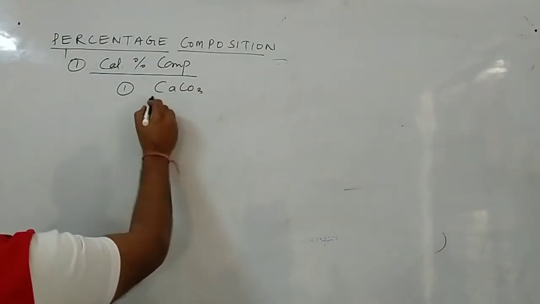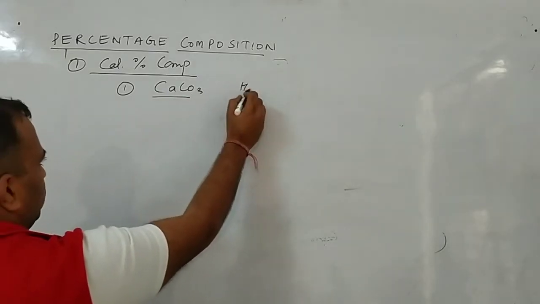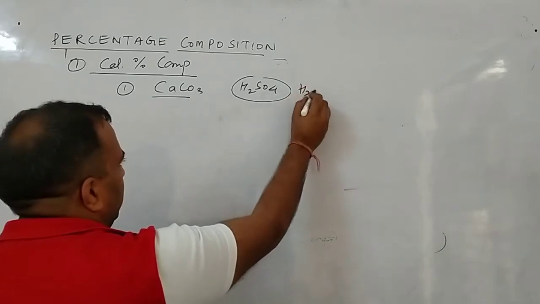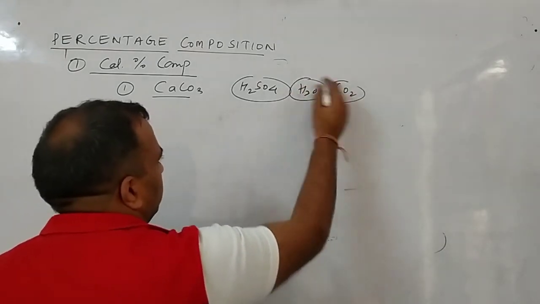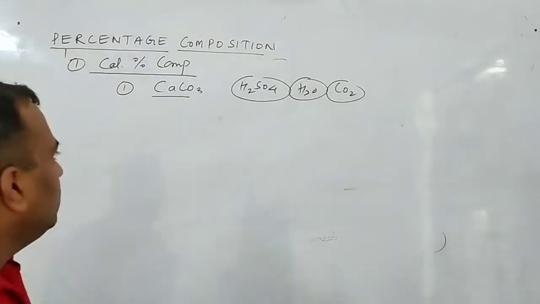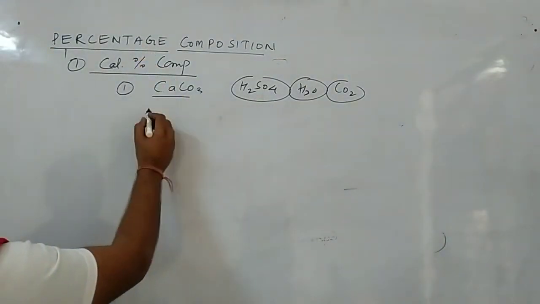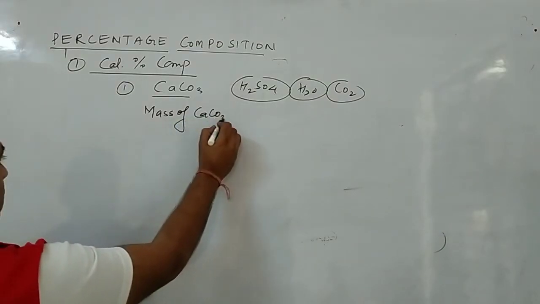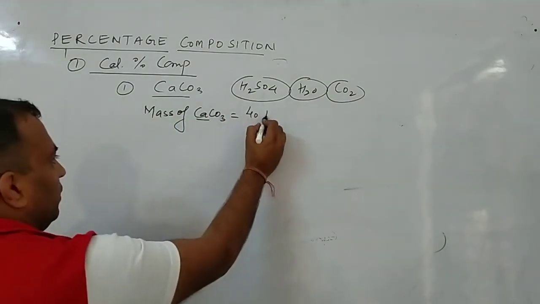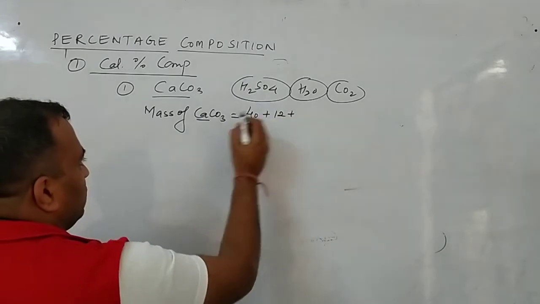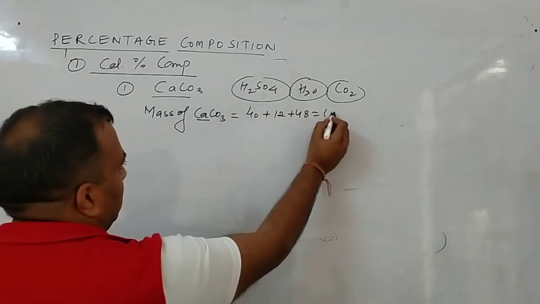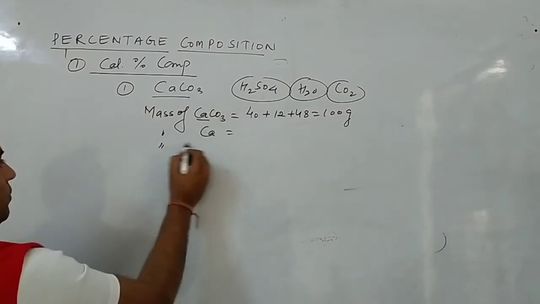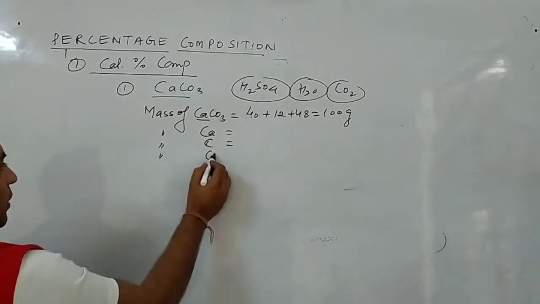calcium carbonate. You can try in H2SO4. You can try in, there are so many compounds. You can try in H2O. You can try in CO2. Whatever it is, that is your own work. So CaCO3. So first thing, mass of CaCO3. Calcium beta 40 plus carbon 12 plus oxygen 16, 3 times is 48. This comes out to be 100 gram. Now, mass of calcium, mass of carbon and mass of oxygen.